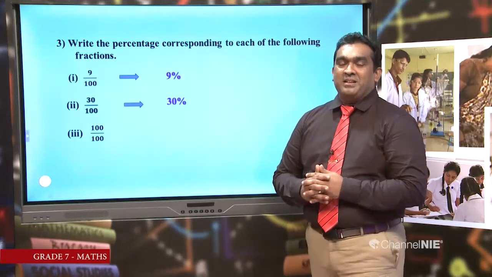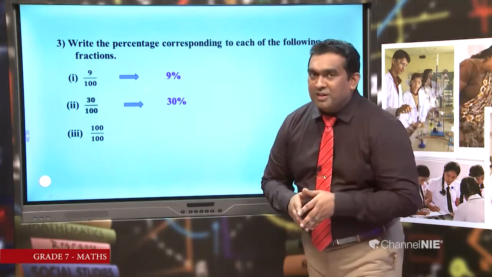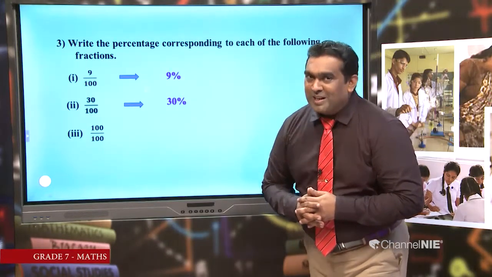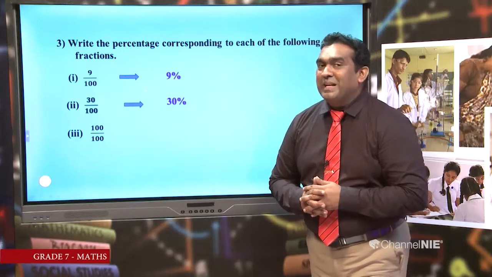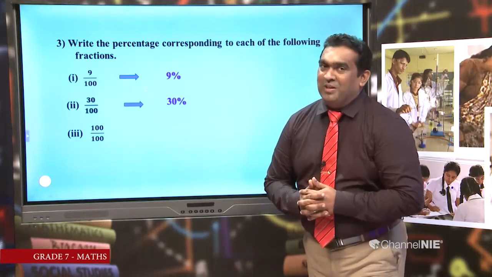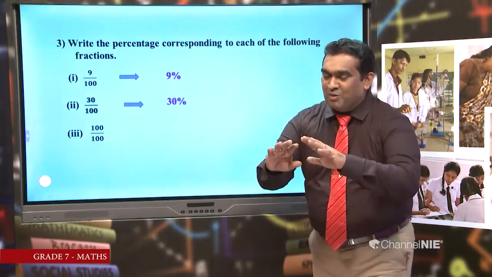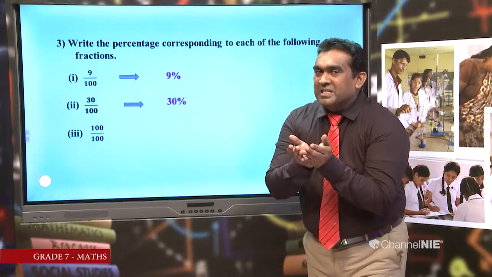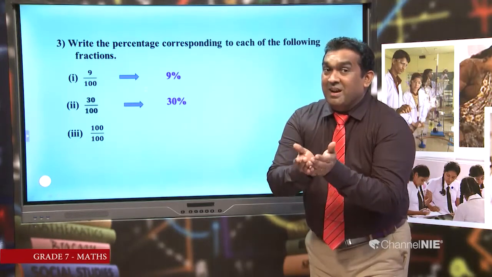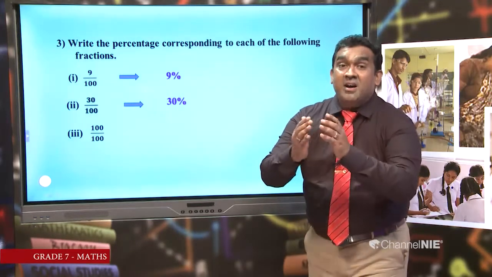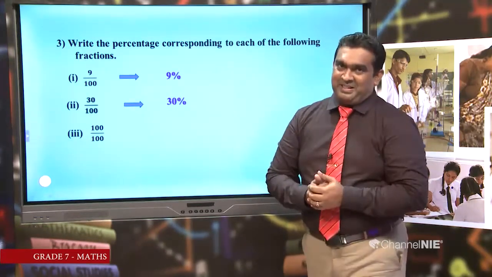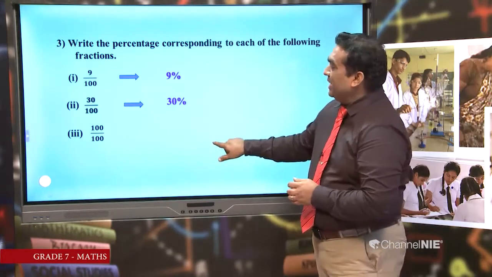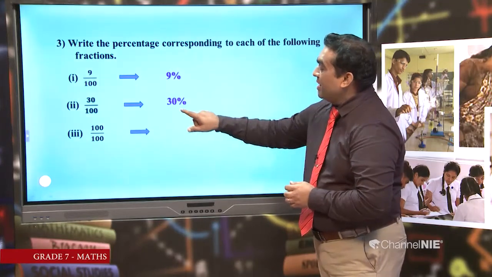Next one, 100 over 100. Very special fraction. All the numbers in the numerator and the denominator are equal. But you have to consider 100 as a unit, that is percent. 100%. 100 out of 100. Understood that? Therefore, this is called 100%.